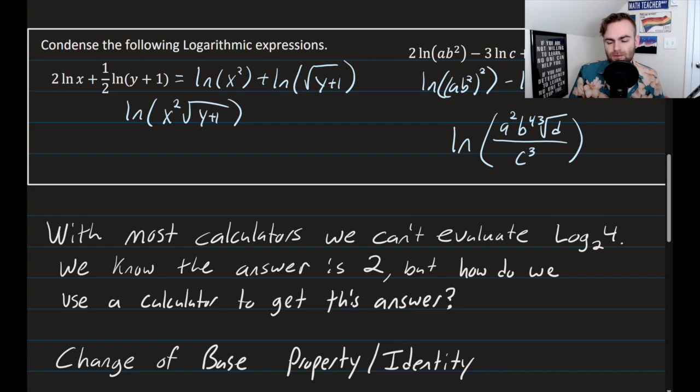But if I have log base 2 of 4, well, I know that 2 squared is 4, so log base 2 of 4 should be 2. How do I get that answer with a calculator? And this is where mathematicians devised and found a change of base property, where we can take any logarithm and we can write it as a new base.